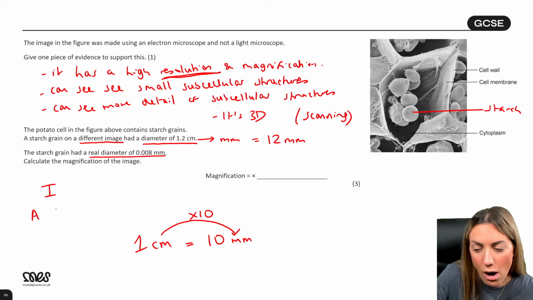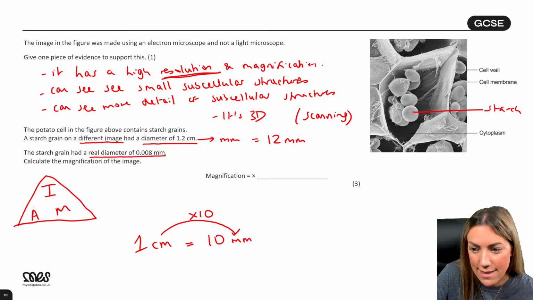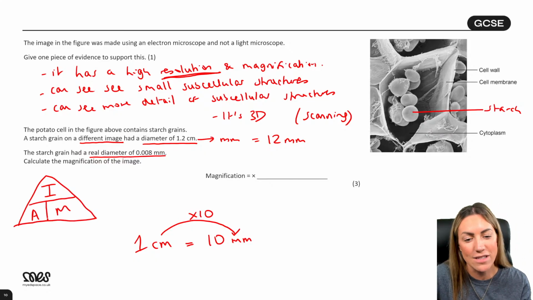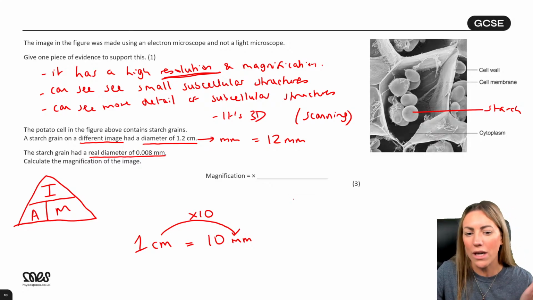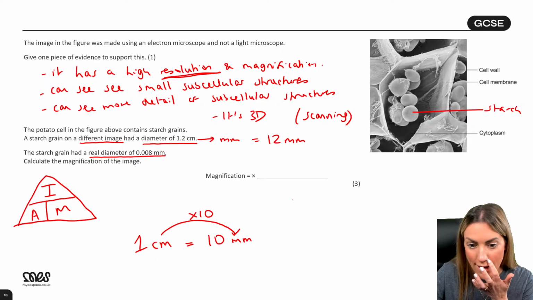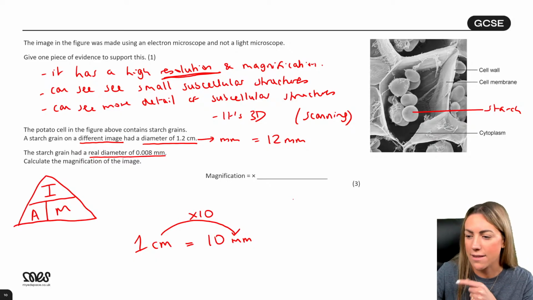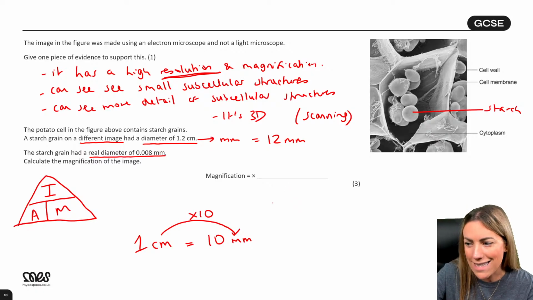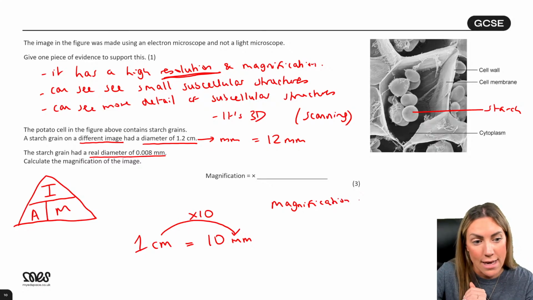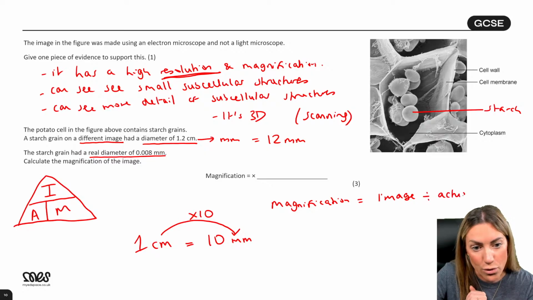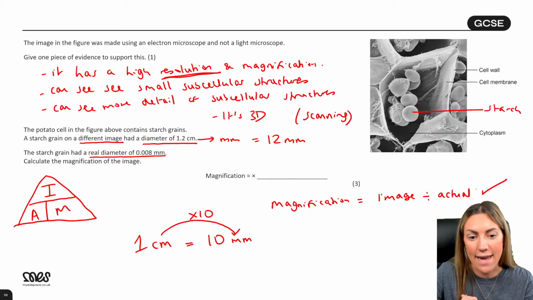And then there's no harm, don't be embarrassed, I still do it. There's no harm in just doing a little sketch of your formula triangle. Beware though, you won't get credit. They're not going to give you a mark for the formula triangle. I'll do some more conversions actually in a second. So I would also write it out, okay? Don't just rely on the triangle. Magnification equals image divided by actual. Because if you write it out, they then give you a mark, okay?